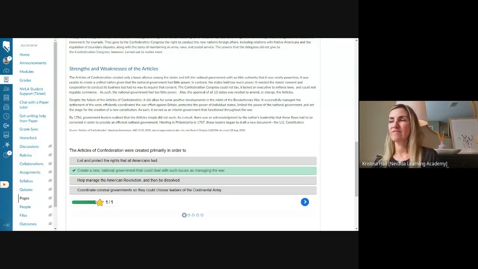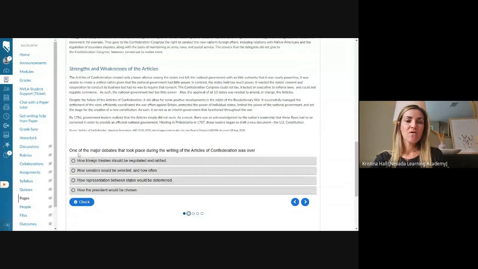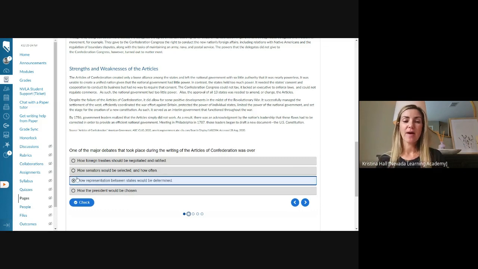After we broke away from Britain and said, we're done, we're going to do our own thing, you actually have to do your own thing. So the Articles of Confederation was that founding document to try to lay the framework for this new type of republic. One of the major debates that took place during the writing of the Articles of Confederation was how representation between states would be determined. This was the big thing because, again, population differences.